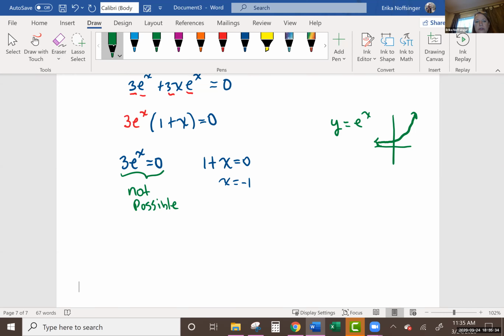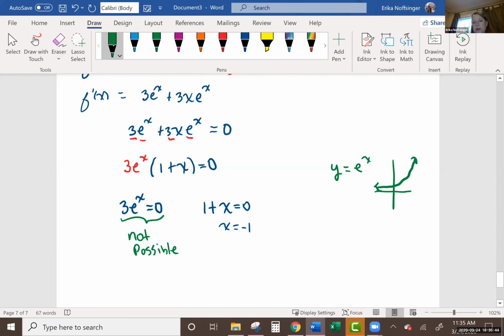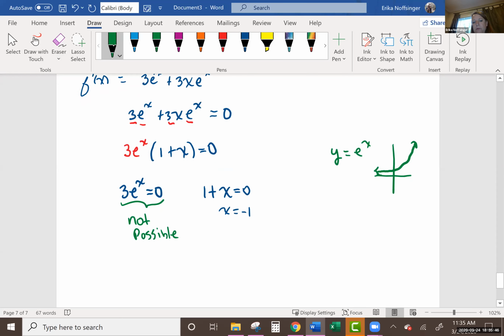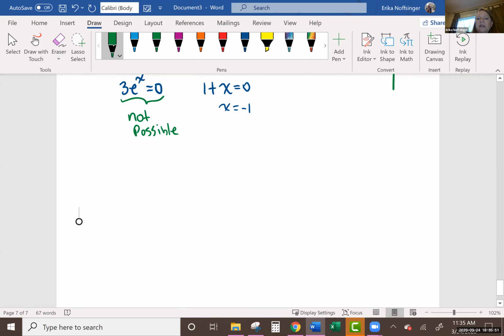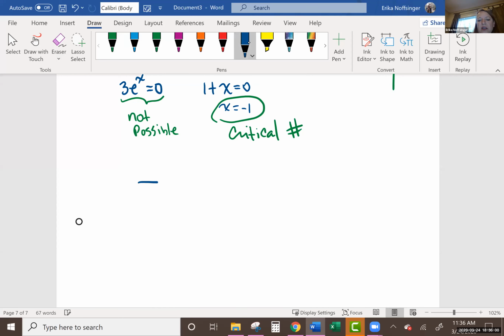Okay, so we only have one critical number. This is defined. We also, for our critical numbers, look at where it's undefined, but our function is defined everywhere. Our derivative is defined everywhere for the domain. And so x equals -1. This is our critical number. Which is kind of nice, because that's telling me I only have to check 2 different regions.